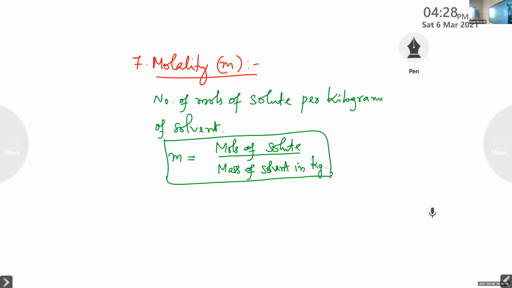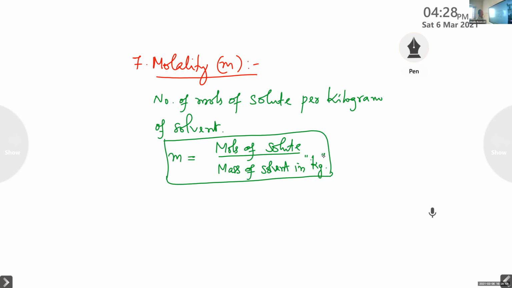Molality is the number of moles of solute per kilogram of the solvent. So molality, small m, is equal to the number of moles of solute divided by the mass of solvent in kilograms. See the unit here: the mass of the solvent, not the solution. I repeat, it is not the solution, not the volume of the solution, not the mass of the solution, but the mass of the solvent.